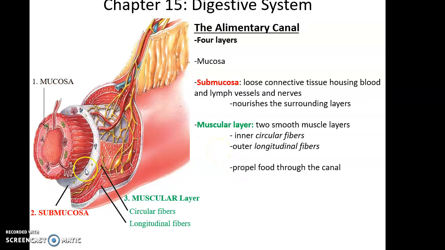The next layer out is the submucosa. The submucosa is primarily connective tissue. And it's also housing lots of blood vessels and lymph vessels and nerves, and provides, of course, the nutrients for the mucosa. Then out from that is the muscular layer, or muscularis. The muscular layer has 2 smooth muscle layers. It has the inner circular layer and the outer longitudinal layer. And the job of the muscular layer is to propel the food along the canal.